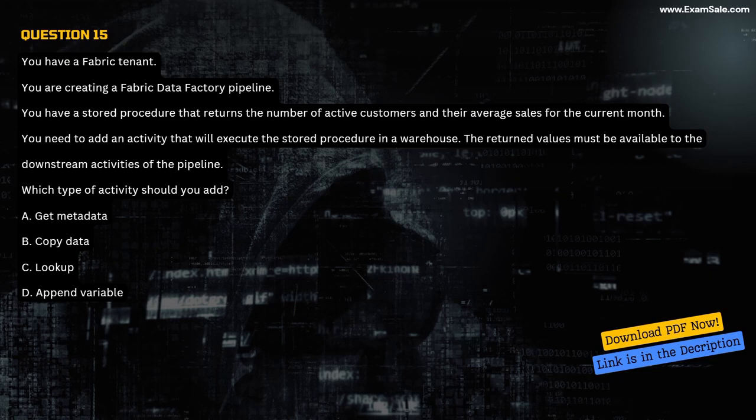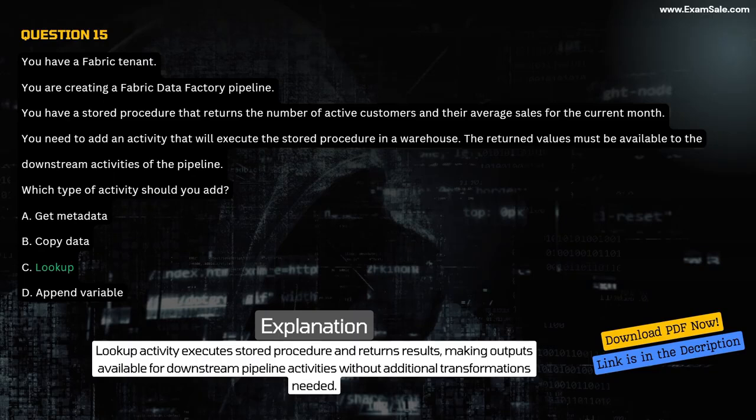The returned values must be available to the downstream activities of the pipeline. Which type of activity should you add? A. Get metadata. B. Copy data. C. Lookup. D. Append variable. Correct answer, C. Lookup. Explanation. Lookup activity executes stored procedure and returns results, making outputs available for downstream pipeline activities without additional transformations needed.